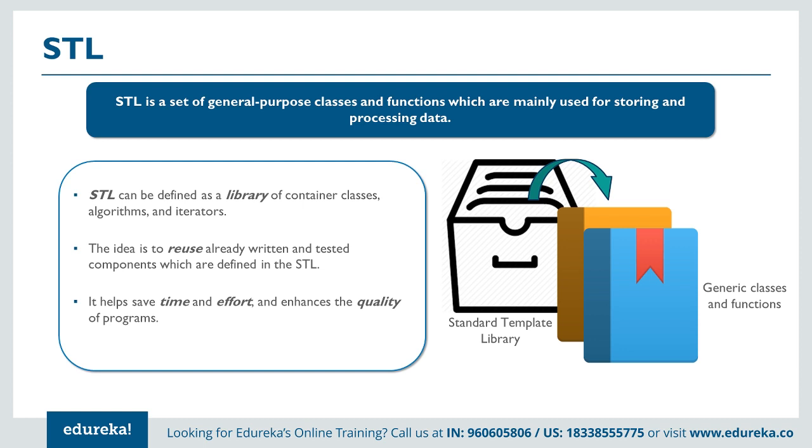So STL can be defined as library of container classes, algorithms and iterators. So basically STL is a combination of containers which holds the data. Algorithms are basically the programming logic or the algorithm logic that work on the data, and iterators are basically used to access those data which are stored in the container.